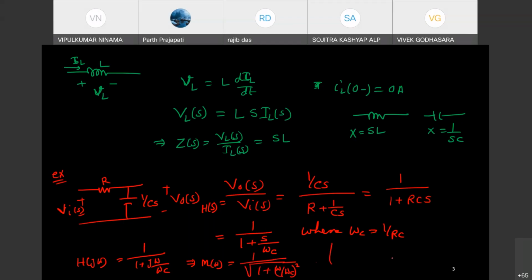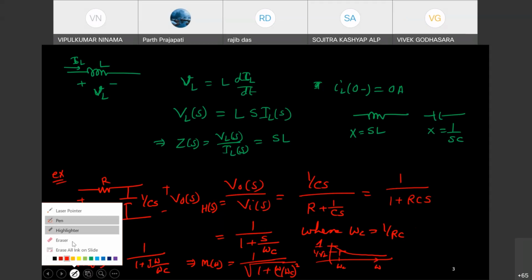And you see, if you plot it, you will see that it is decreasing in this way. Is it correct? So at omega equal to 0, it is 1. At omega equal to omega_C, its value will be 1 upon root 2. And when omega is more than that, it is approaching 0. So this is first order. This is called a first order low pass filter.